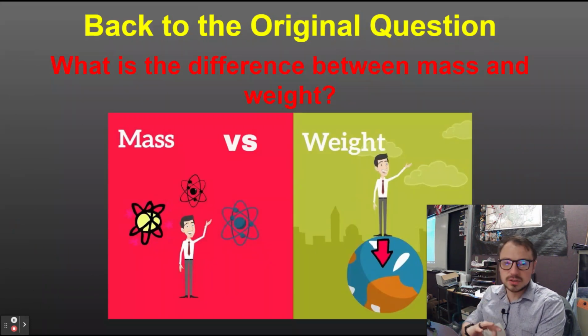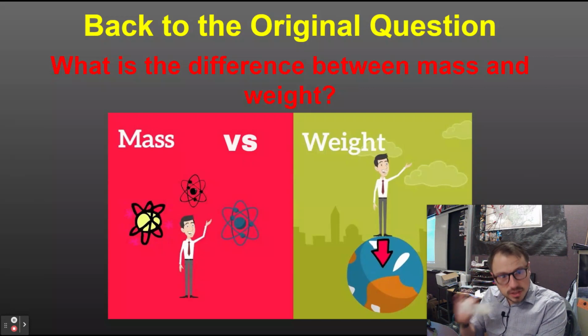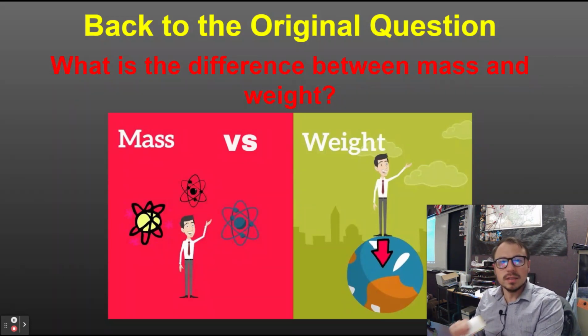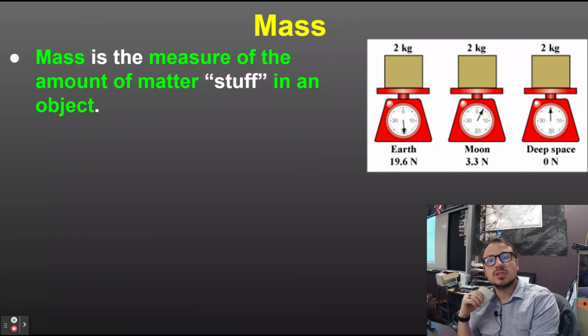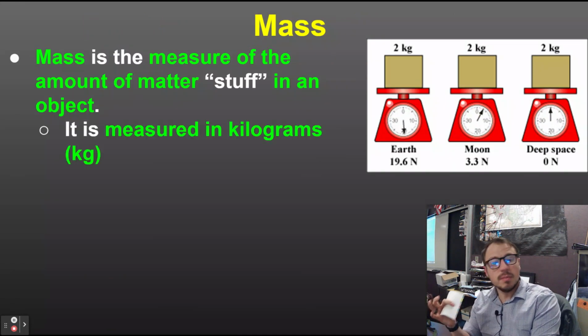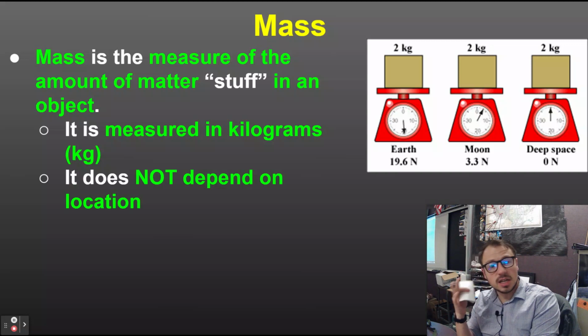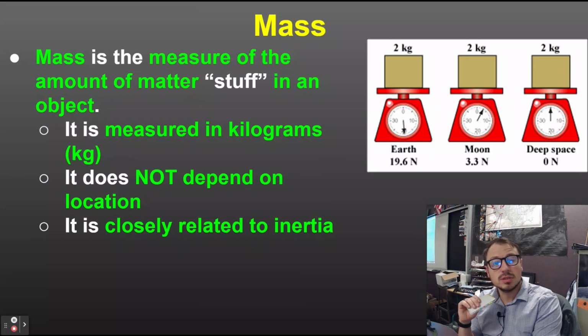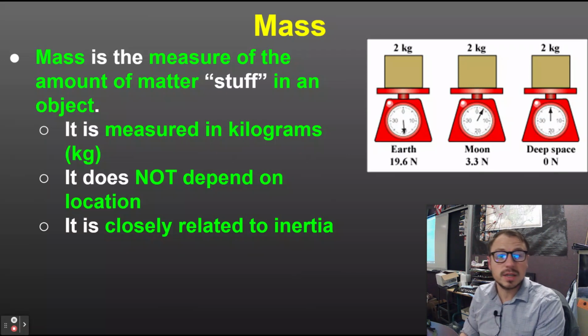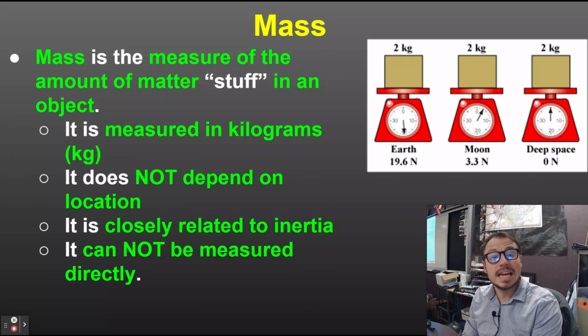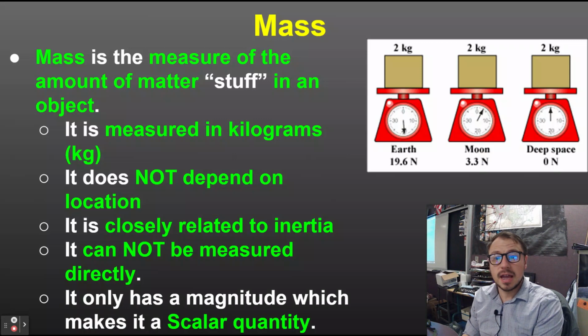So what does this have to do with what we're learning? This is the original question: what is the difference between mass and weight? Mass is the measure of the amount of stuff in an object. We measure it in kilograms. It does not depend on location. It is closely related to inertia. Inertia is another topic we're going to learn about when we get to Newton's laws. It cannot be measured directly, and it has only a magnitude, which makes it a scalar quantity.